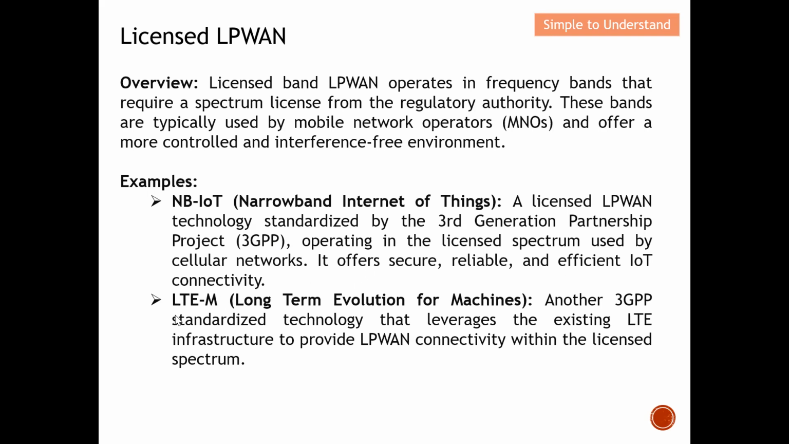Another one will be LTE-M, which stands for Long-Term Evolution for Machines. This mainly only uses 4G. It is another 3GPP standardized technology that leverages the existing LTE infrastructure to provide LPWAN connectivity within the licensed spectrum. In short, this LTE-M can use part of the portion of 4G to piggyback your payload. So basically this is for the licensed LPWAN.